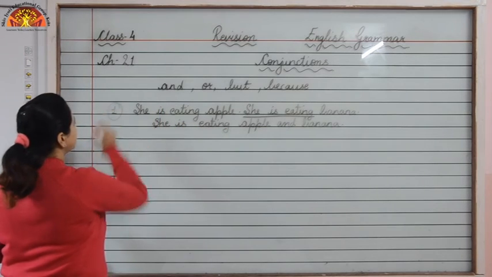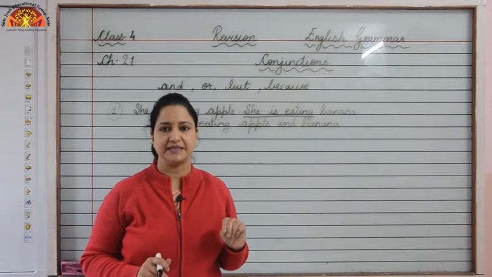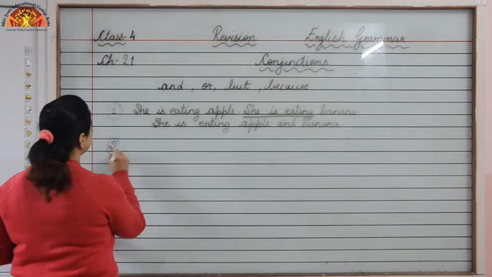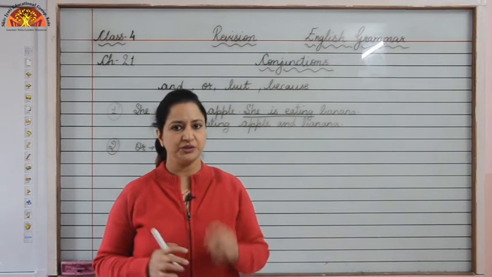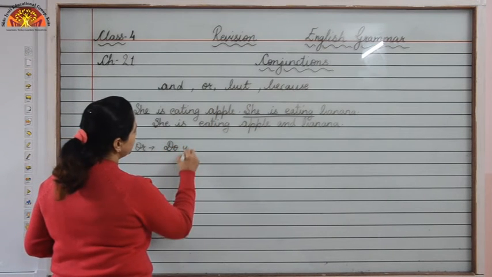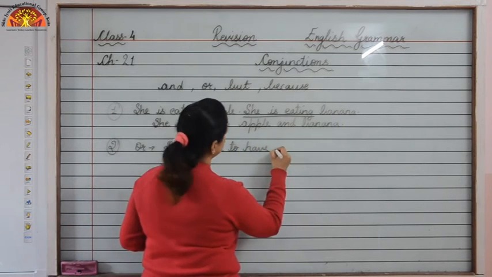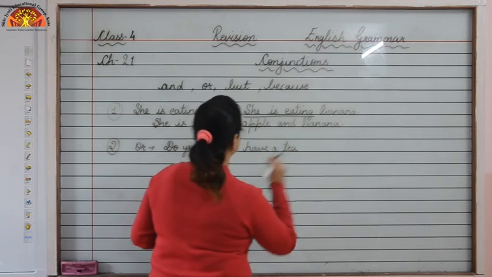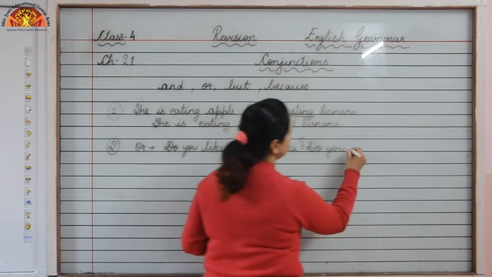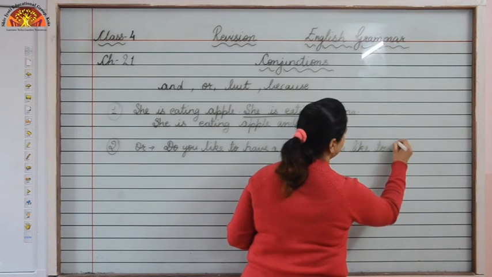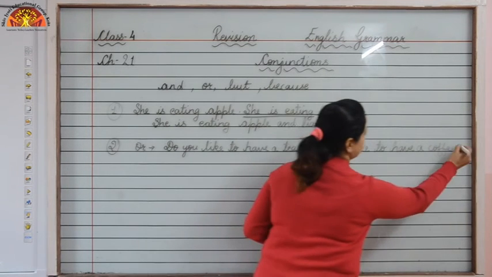Now let's move to or, where to use or. When there is a choice between two things, then we use or. Now where to use or, when we are having a choice between two things. Do you like to have a tea? Do you like to have a coffee? Question mark.